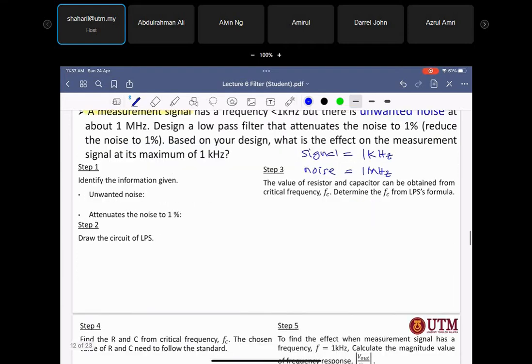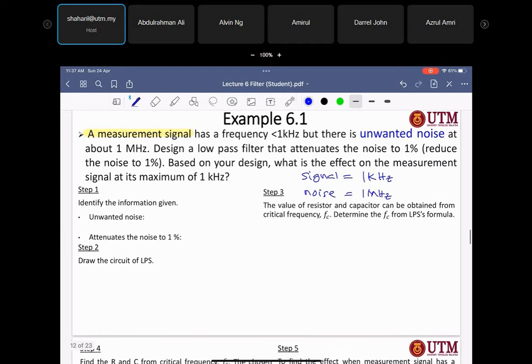If the question never says design a low pass filter, how do you know whether you want to use the low pass filter or high pass filter? You need to check whether your signal frequency is greater or less. In this case, your signal is less. That means you need to allow the frequency that is less than the critical frequency first. That means you will use the low pass filter.